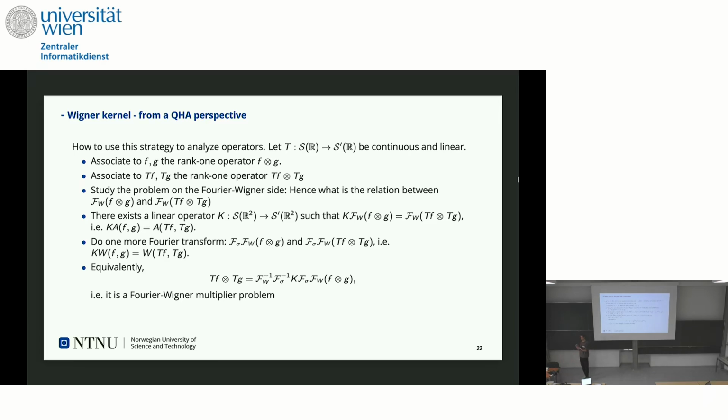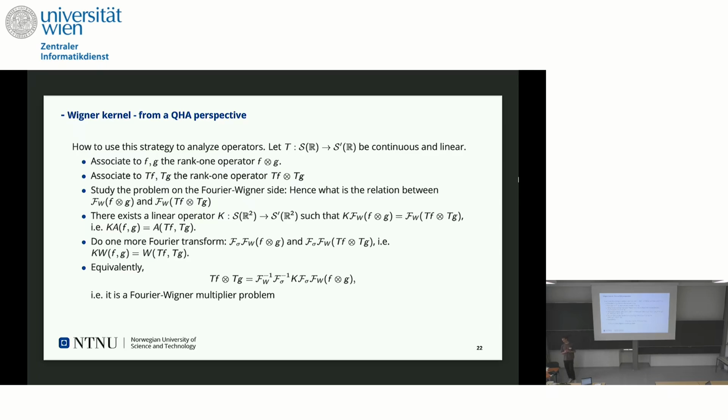Okay, so we're interested in examining T. We consider the tensor product of T of F and T of G. Now this is related to a kernel acting on F tensor G. We can write T of F tensor T of G as equal to some kernel K of T acting on F tensor G. But in the quantum harmonic sense, what we can do is move this to the Fourier-Wigner side.